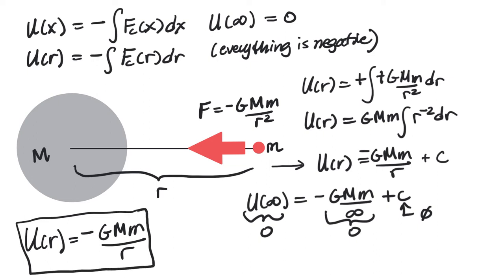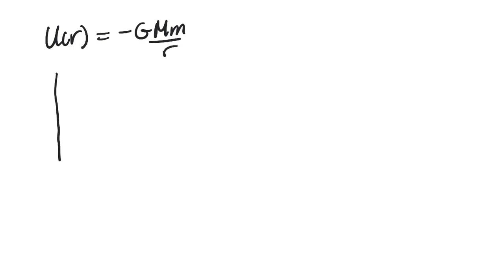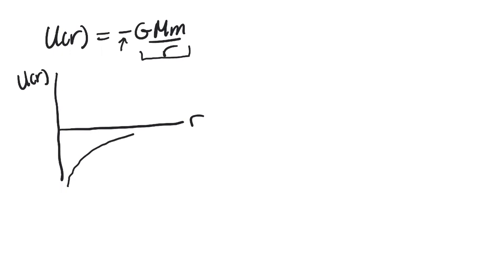Gravitational potential energy is a function of r with U at infinity equal to 0. So let's graph that out. I'm going to go to a new page. I have U of r is equal to negative GMm over r, and I want to plot that as a function of r. We know as r approaches infinity, this approaches 0, and as r approaches 0, this becomes very, very big, but negatively big. So my graph looks like an inverse 1 over r graph.